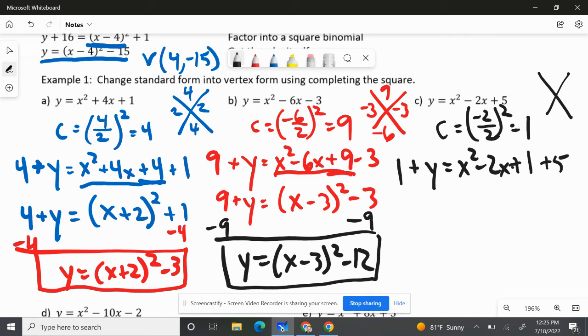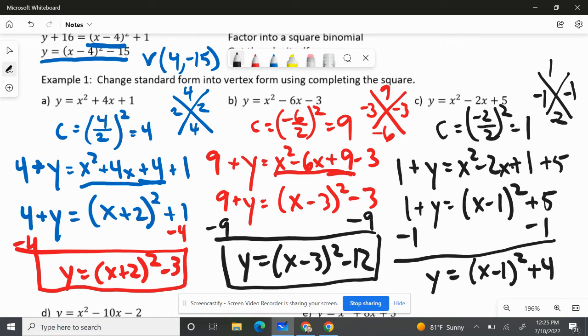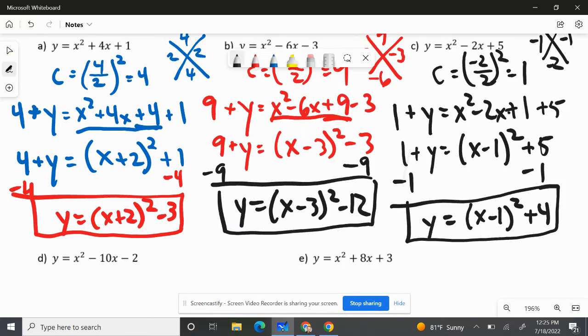We need to factor it. Two numbers that multiply together give us 1, add up to -2 would be -1 and -1. And so what we have is x minus 1 squared plus 5. We subtract the 1, and we get y is equal to x minus 1 squared plus 4. So pause the video and try those next two.